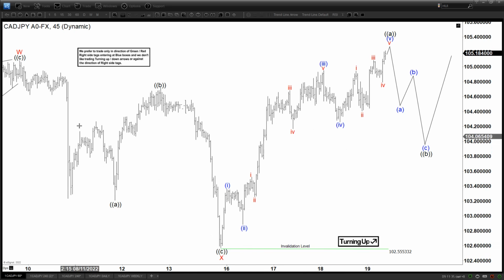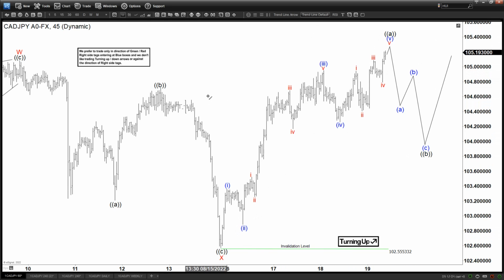Today we're going to be looking at the chart of the Canadian dollar yen. This is a 45 minutes chart, short term. We can see we ended with W here, so it's a double three or double zigzag. Sometimes people call it a double zigzag or double correction. And this is your X. X is in the form of a zigzag ABC. So we are currently within the wave Y, and within the wave Y that is subdivided into another ABC.